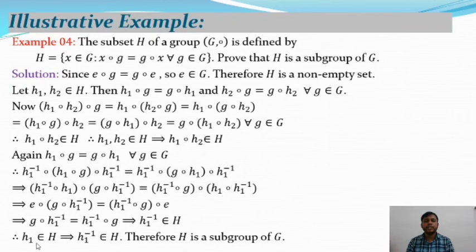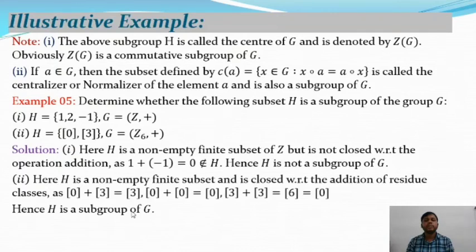So therefore H1 belongs to H implies H1 inverse belongs to H. Thus H is a subgroup of G. This is the proof of the above example. So there is a note on the above theorem. The above subgroup H is called the center of G and is denoted by Z(G).